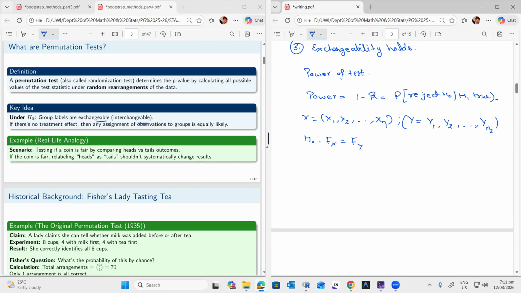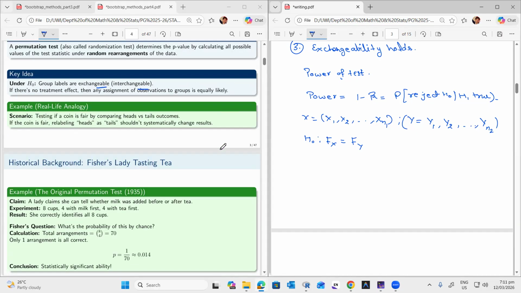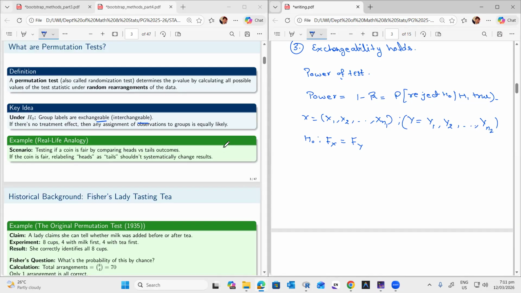So consequently, the observed data could have come from any random allocation of the subjects under the study to the treatment and the control group. Hence the group labels are arbitrary and can be permuted without changing the underlying reality. So this is basically your permutation test.